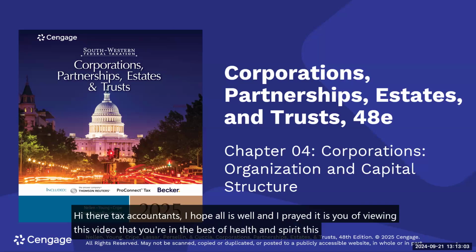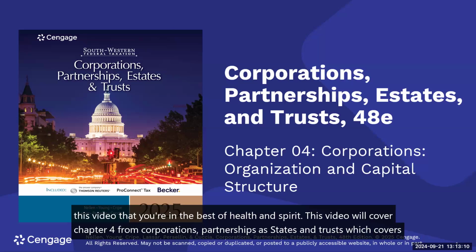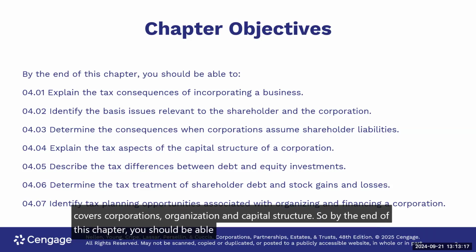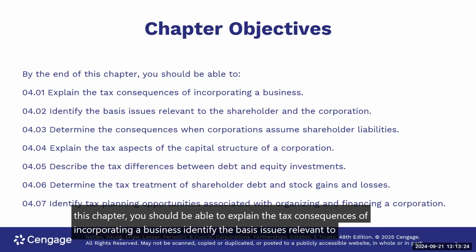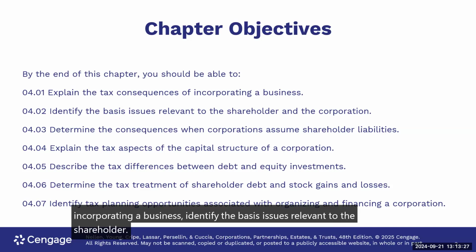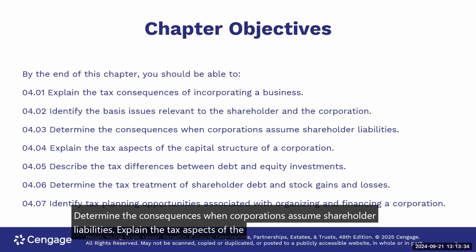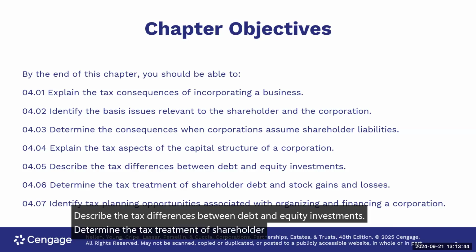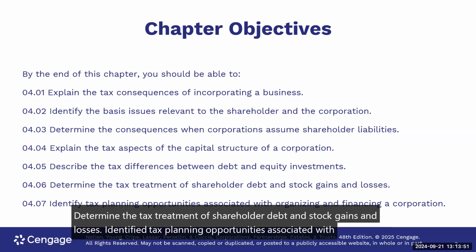This video will cover Chapter 4 from Corporations, Partnerships, Estates, and Trusts, which covers corporations, organization, and capital structure. By the end of this chapter, you should be able to explain the tax consequences of incorporating a business, identify the basis issues relevant to the shareholder in the corporation, determine the consequences when corporations assume shareholder liabilities, explain the tax aspects of the capital structure of a corporation, describe the tax differences between debt and equity investments, determine the tax treatment of shareholder debt and stock gains and losses, identify tax planning opportunities associated with organizing and financing a corporation.